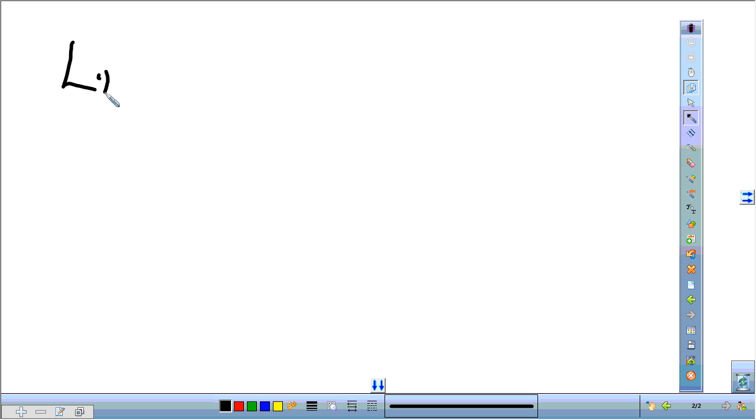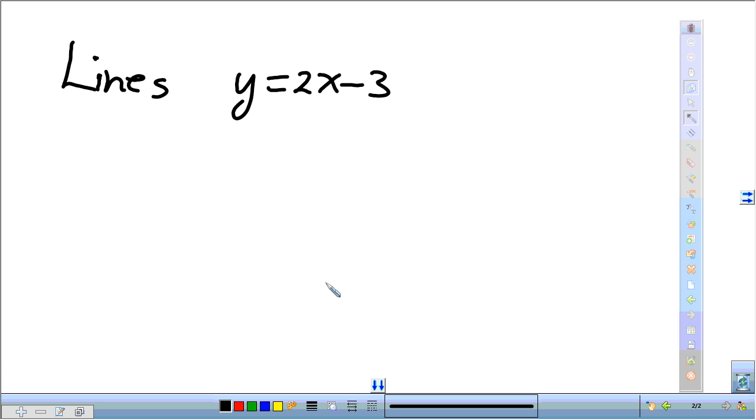So as an example, if we took a line y equals 2x minus 3. Given an equation of a line, we could write the slope, in this case, because we see it as the coefficient of x.